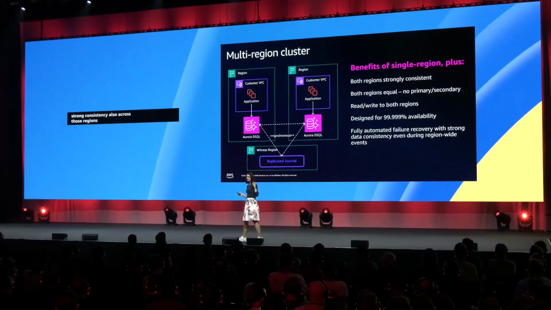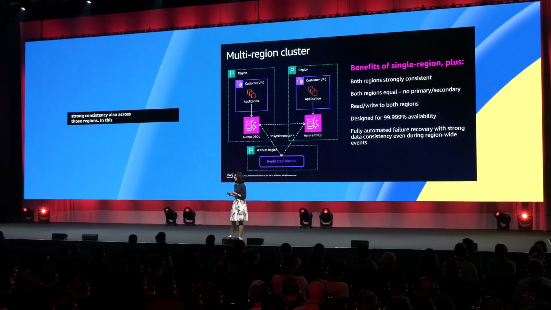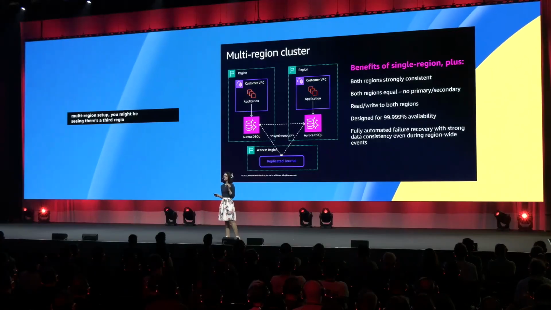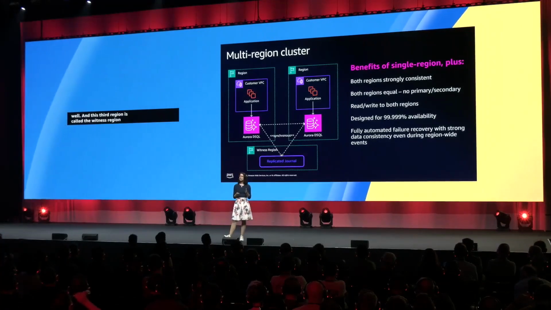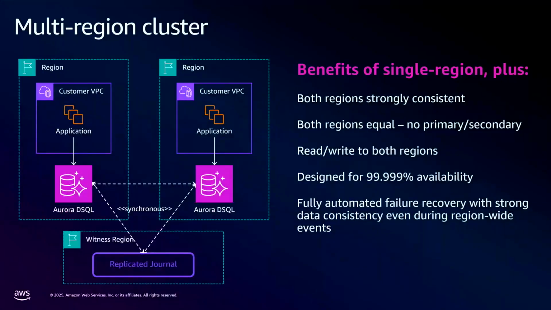In this multi-region setup, you might be seeing there's a 3rd region as well. And this 3rd region is called the witness region. The task of the witness region is to act as a tiebreaker in the case of a network partition, to decide which region gets to accept those writes. One more detail perhaps also on the witness region is that it itself does not have an endpoint or this underlying cluster. So its task is to act as the tiebreaker.